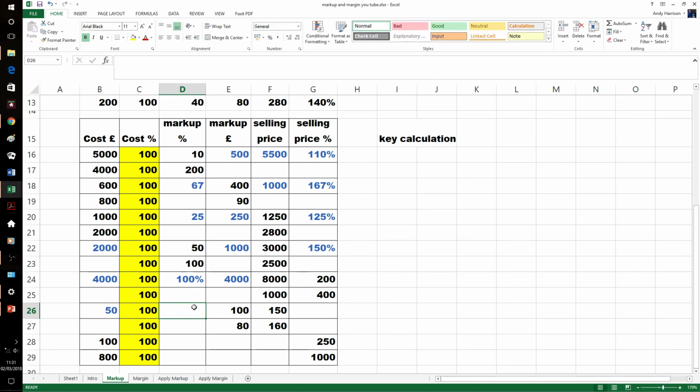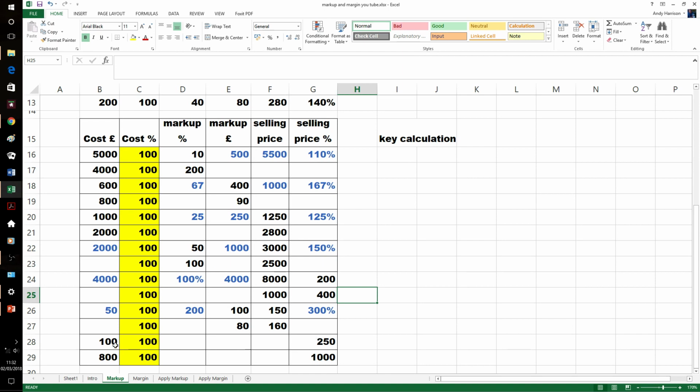So if we take the markup, divide by the cost times 100, it tells us that it's 200%. Well, that's okay. We have doubled our cost as a markup, and then that means we've got 200% markup, 100%, 300% selling price. We have tripled our cost.